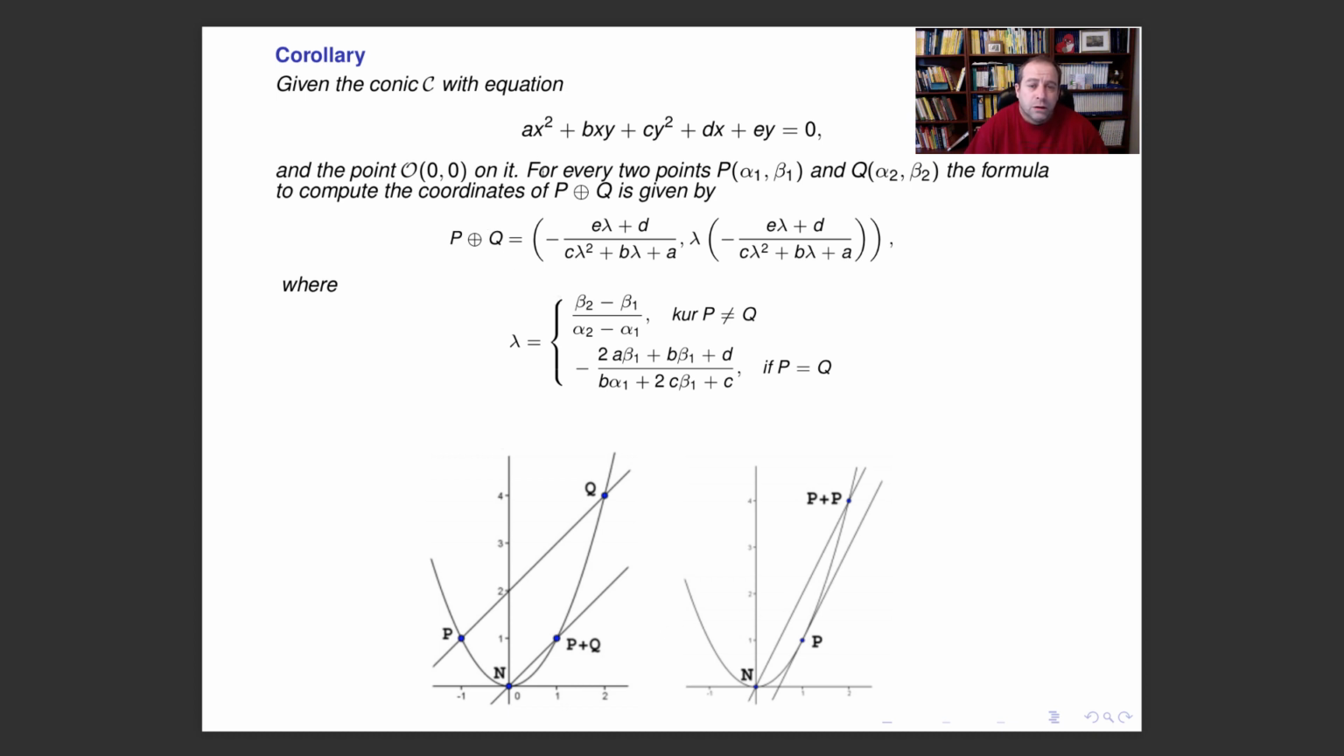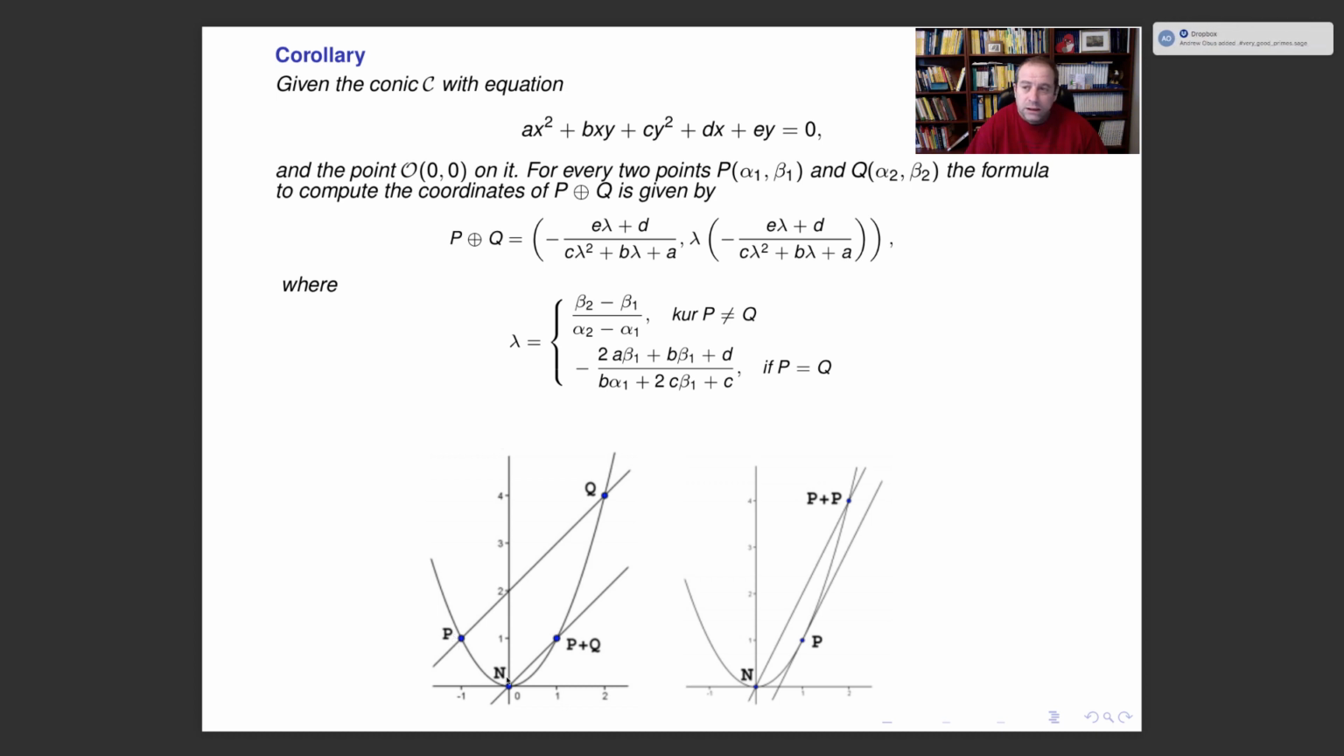So if you give me a conic in general, for any 2 points P and Q with coordinates as given here, alpha 1, beta 1, and alpha 2, beta 2, the formula for the conic, when you take the point 0, 0 as the origin of the group, will be basically given this way, where this lambda is basically the slope of the line PQ. Okay? And this lambda takes a different value if P is equal to Q. So that is actually then in that case the tangent.